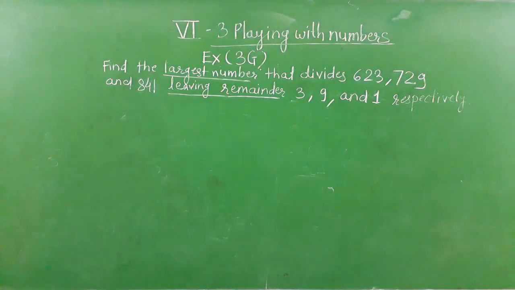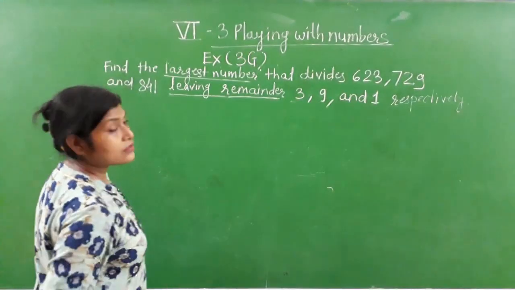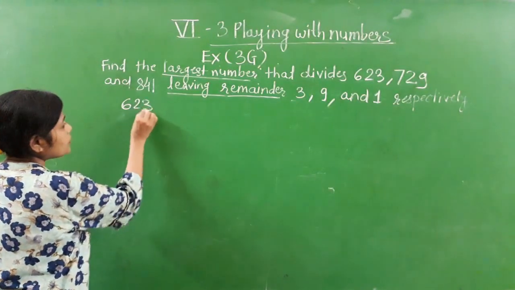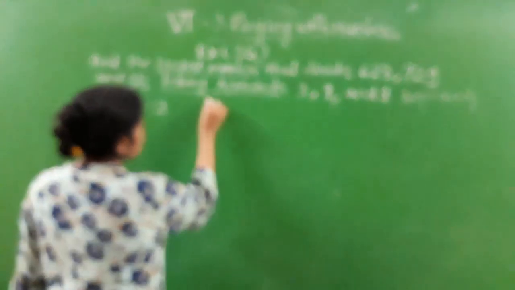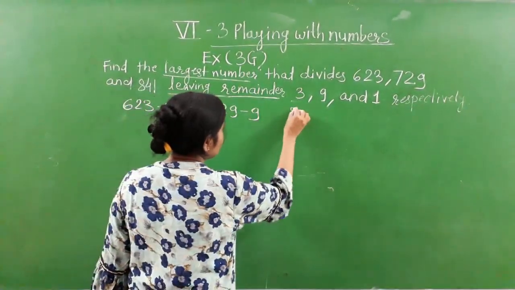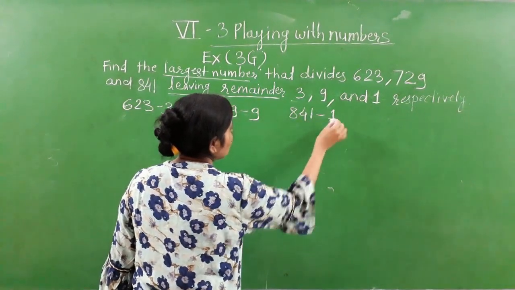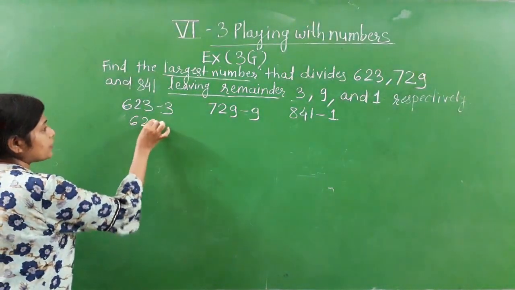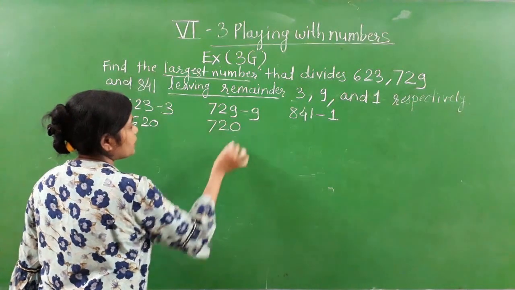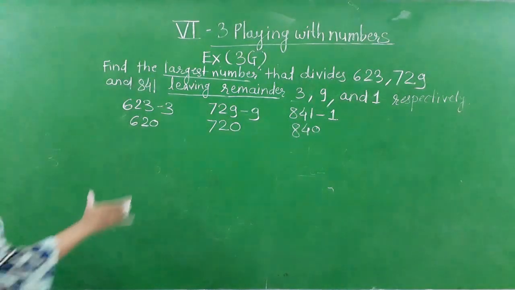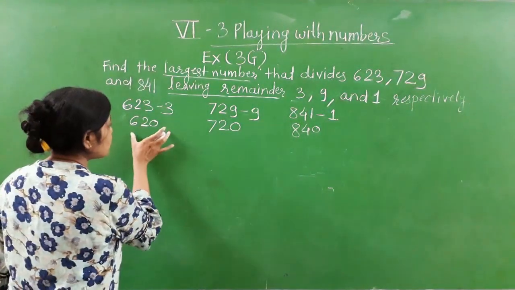Okay, so here what we do? So first 623 minus 3, second number is 729 minus 9, and third number is 841 minus 1. Okay, so these numbers we are going to subtract. After subtracting, what will we get? 620, 720, and here we will get 840. Now we'll find out the HCF of these three numbers. First we'll take this and this number.